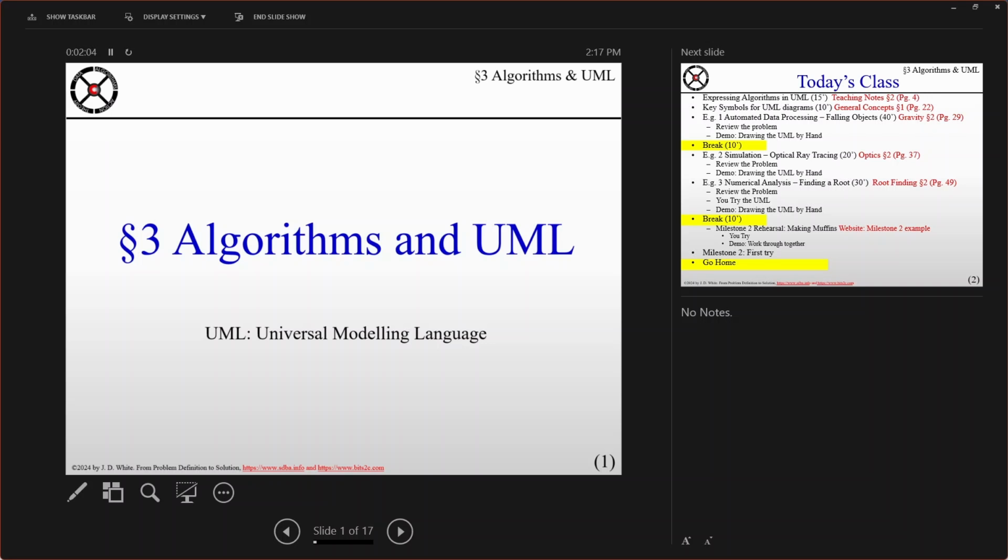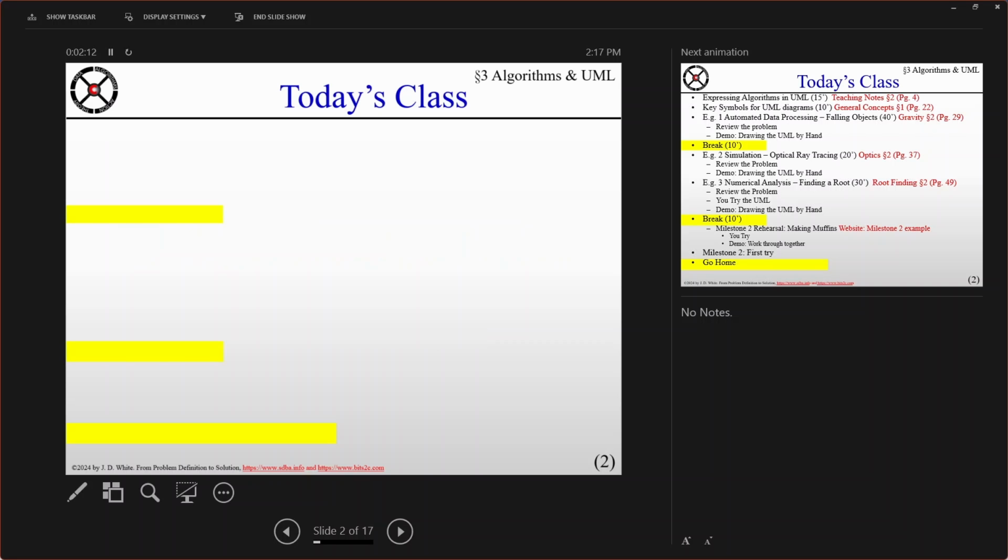I think Alec has given a short introduction to the part of the textbook, and I hope you read the textbook before the class. So today's class is basically as follows. We will start talking a little bit about how we express algorithms using UML. That will be about 15 minutes, and that's in the teaching notes section 2, page 4.